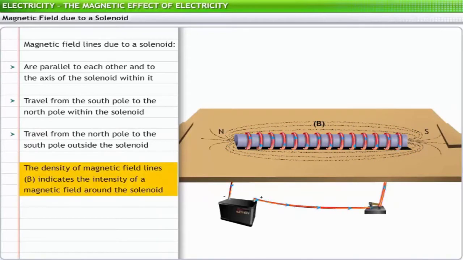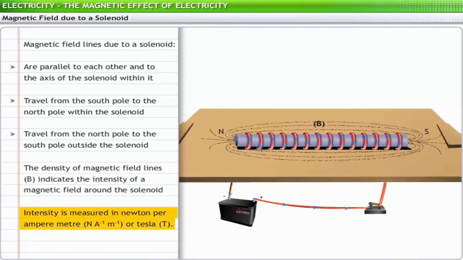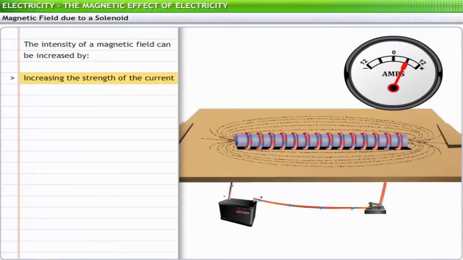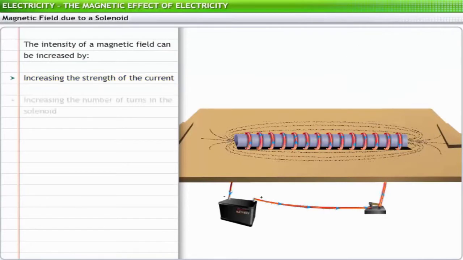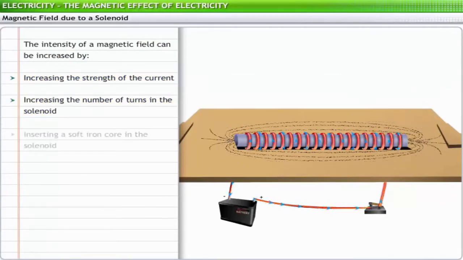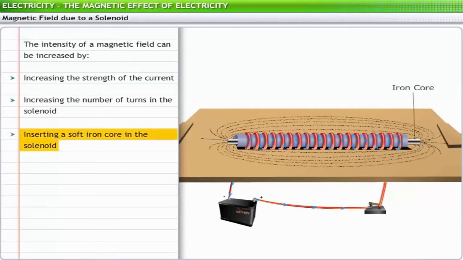The density of magnetic field lines indicates the intensity of a magnetic field, measured in Newton per ampere meter or Tesla. The intensity of a magnetic field can be increased by increasing the strength of the current, increasing the number of turns in the solenoid, or inserting a soft iron core in the solenoid.